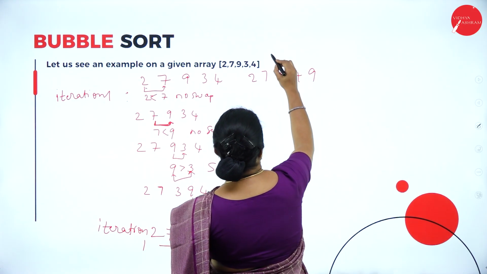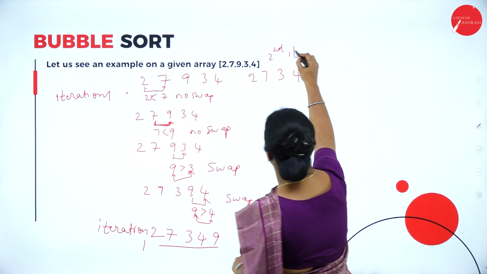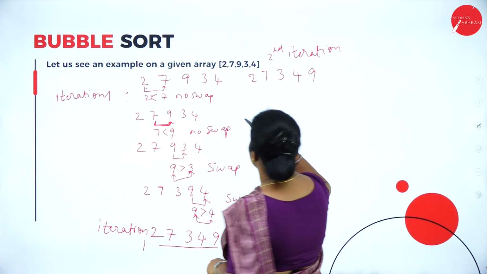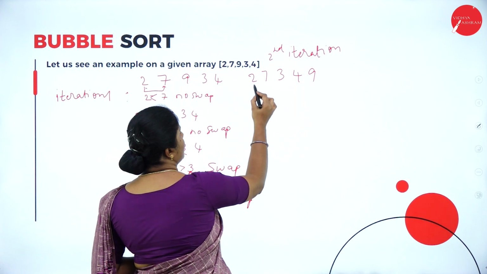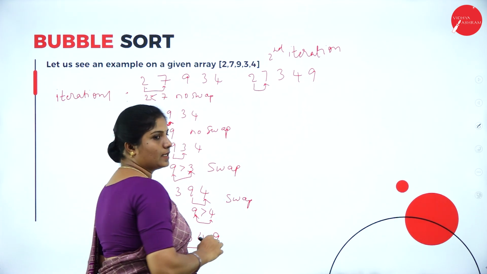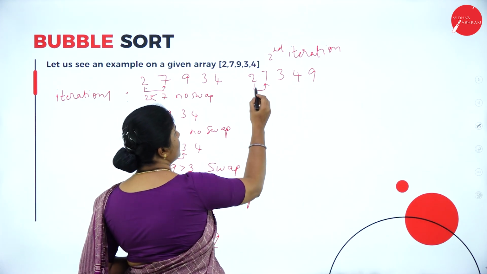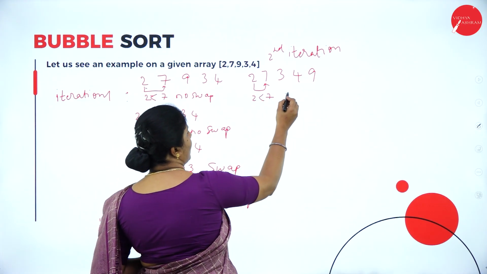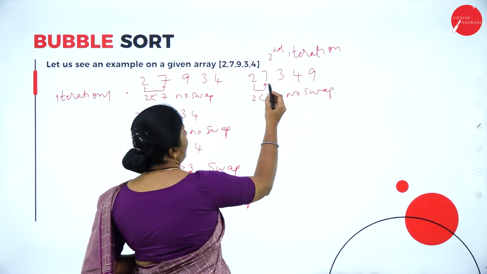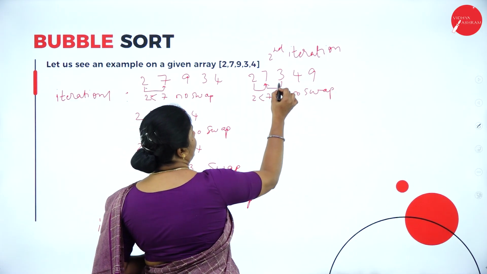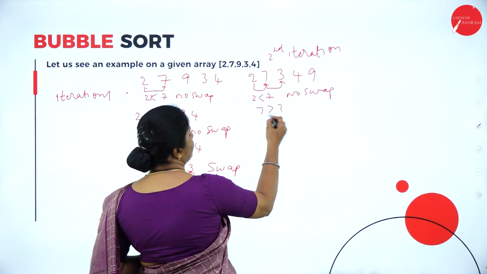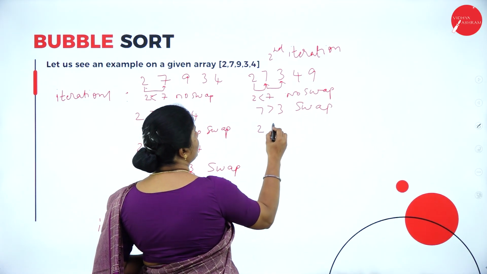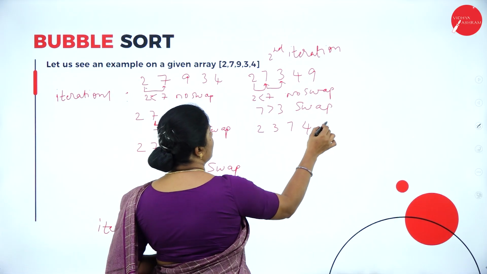Now, I am performing the second iteration. Again from step 1, consider the first two elements, 2 and 7. 2 is lesser than 7, so no swap. Again compare 7 and 3. Yes, 7 is greater than 3. So, swap. Then I will get 2, 3, 7, 4, 9.